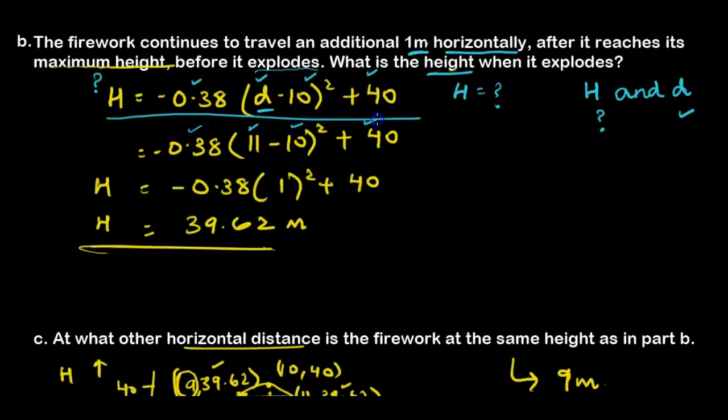All other values are already there. 11 minus 10 is 1, squared is 1, times negative 0.38. When we put this all in the calculator, we get 39.62 meters. So that is the height when the firework explodes.